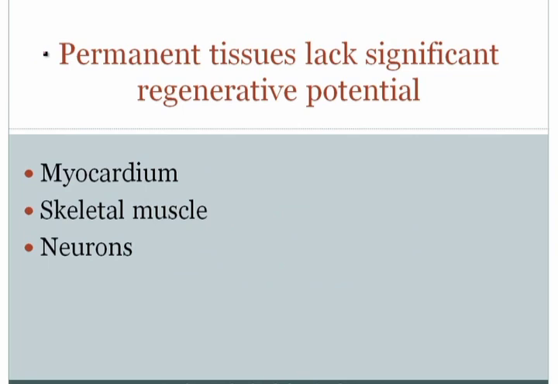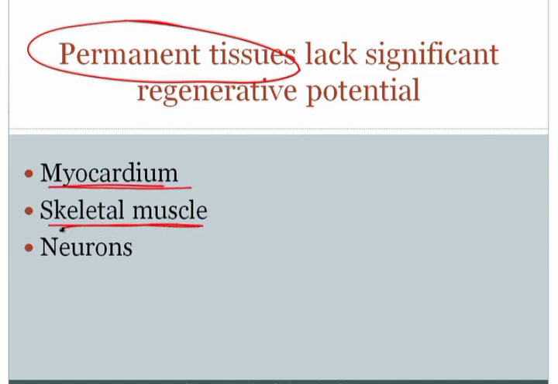The third type of tissue in the human body is called permanent tissue, and it's called permanent because it lacks significant regenerative potential. There are three key tissues in the human body that lack significant regenerative potential: the myocardium, the skeletal muscle, and the neurons. These tissues don't technically have significant amounts of stem cells, and therefore, once they get damaged, they're not able to regenerate themselves.